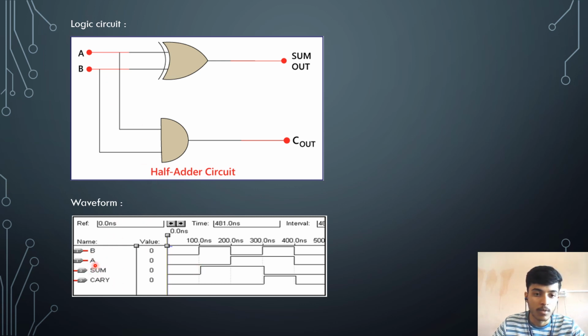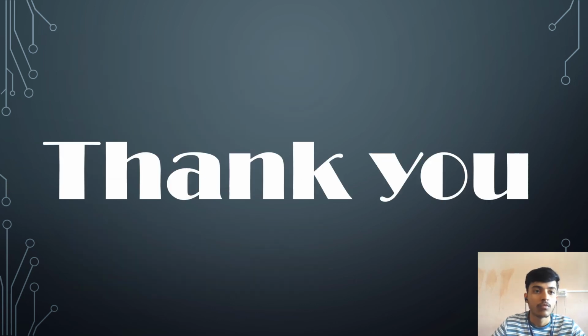And see here the waveform. A, B are both inputs; sum and carry are outputs. If A, B are 0, 0, I am getting sum as 0. If 0, 1, I am getting sum as 1. For 1, 0, sum is 1. Carry remains 0 because carry is nothing but the AND gate, so we get output 1 only when both inputs are 1. Similarly, we have got the waveform, and thank you for this.